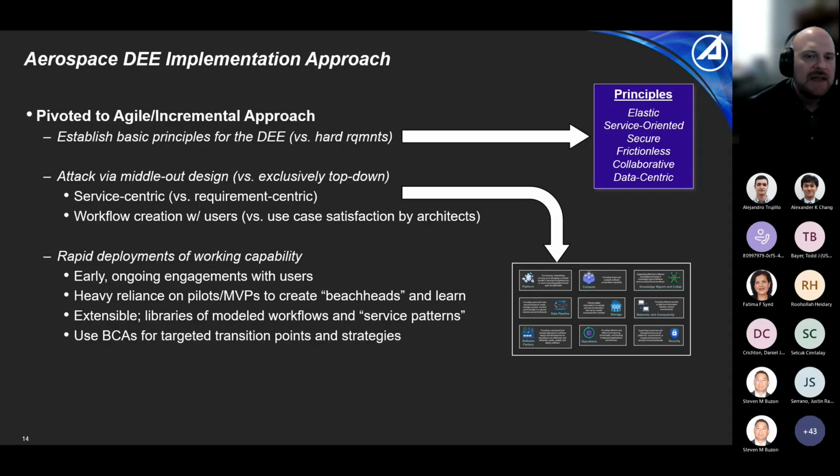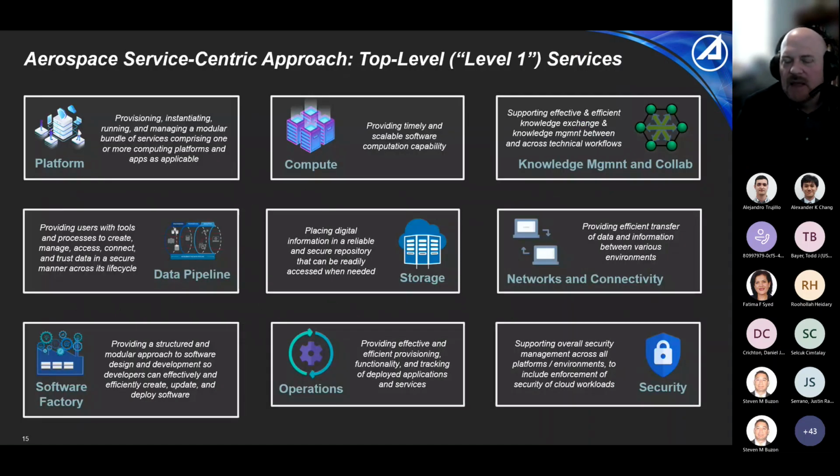Okay, so that was all kind of the principles of architecting and our approach. Let's talk a little bit more about where we're at and what this has resulted in. So here you see what we call our level 1 services. We have 9 top level services established as part of our services framework. Things like platform services, data pipeline services, compute, storage, and so on. This is just a quick definition summary of each of these services. What we did for each of these is decompose these into a lower level, which I'm going to show next.